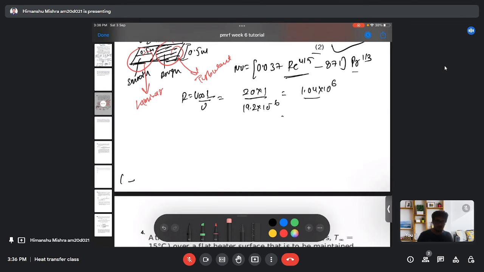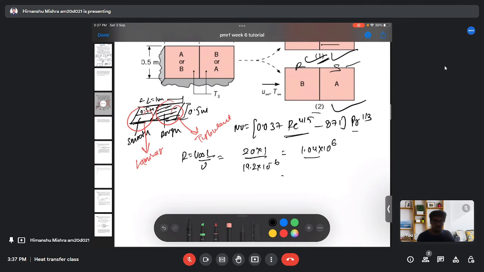Because the surface area is the same in both cases, and the temperature is the same in both cases, the total heat transfer will be determined by the Nusselt number or the heat transfer coefficient only. So just by calculating the Nusselt number, we can directly compare in which orientation, either in one or in two, the heat transfer will be higher.